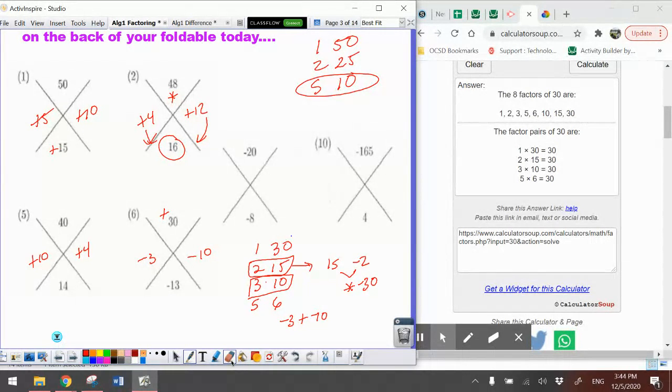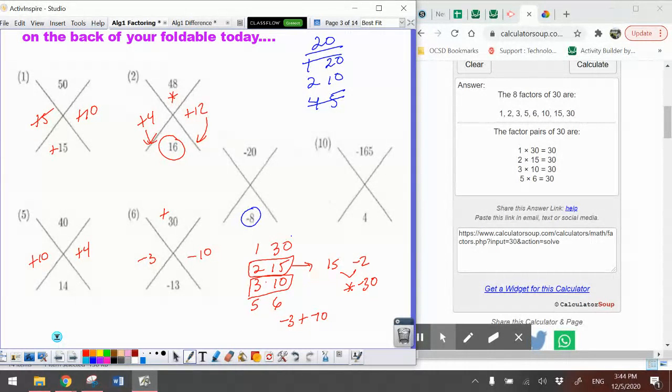Okay, let's come back up here and let's look at 20. So our factors of 20, we have 1 and 20, 2 and 10, 4 and 5. So somehow I have to get a negative 8. Well, I'm definitely not going to use the 1 and 20, and I definitely am not going to use the 4 and 5.